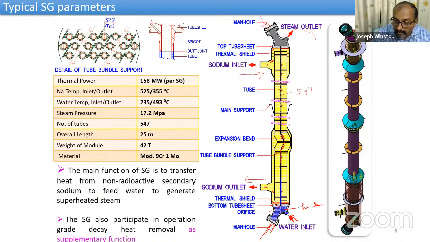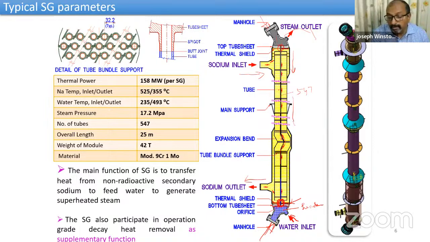But the bottom access port is not possible because flow control orifices are put in all the tubes at the bottom. So any probe cannot go inside the tube from there. The only option is to deploy a tool from the top and push the cable and the probe all along the 23 meters down, and carry out the inspection of the tube to tube sheet weld here, and also the tube to tube sheet weld here.